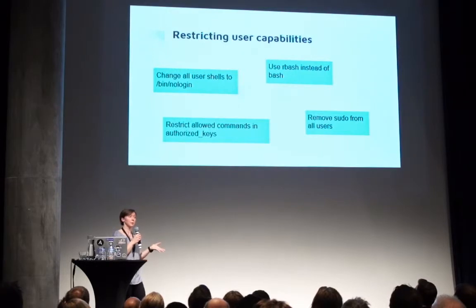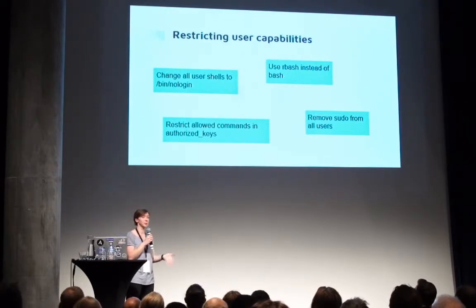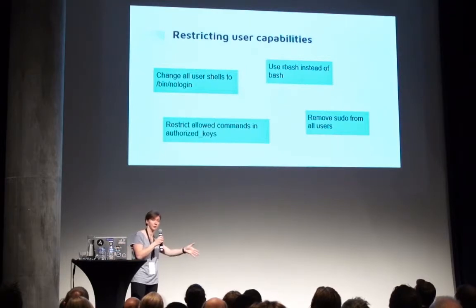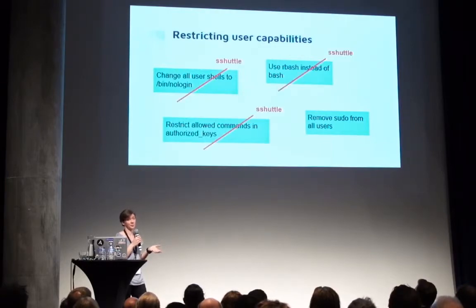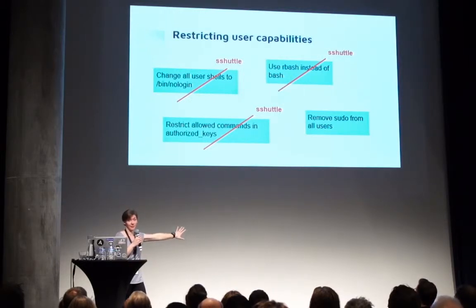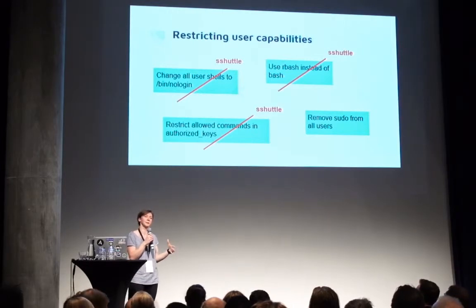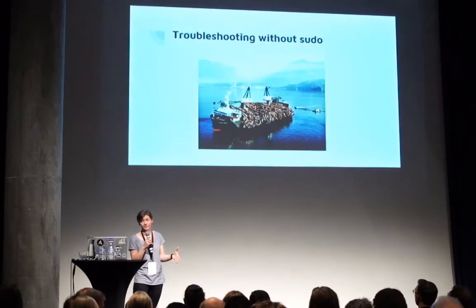I thought, OK, what if I just restrict what users can do? I don't really want them to do anything except SSH tunnel through this box. So can I change the login shells, use rbash, restrict commands, take away sudo? No. We use shuttle, and that ruled out three of these four. But I was able to remove sudo from everybody, so that even if anyone was able to get into the box, hopefully they wouldn't be able to rearrange anything to make it favorable for them.